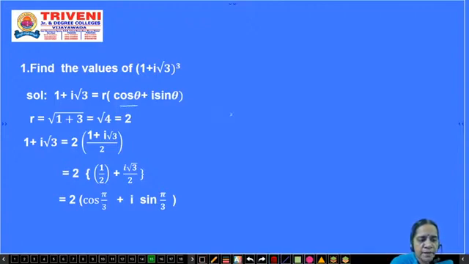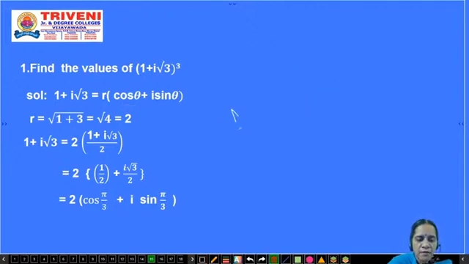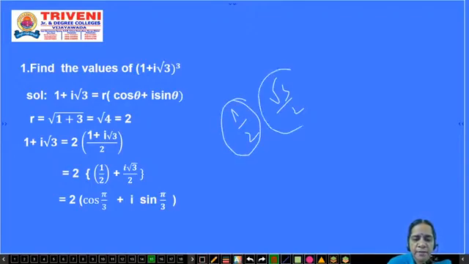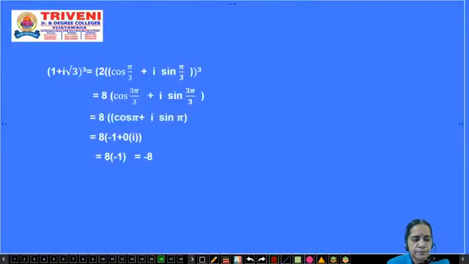Then we have to multiply and divide by 2. This can be written as 2 into 1 by 2 plus i root 3 by 2. 1 by 2 and root 3 by 2 we have to retain, the same value of theta. These two are positive, therefore they are in the first quadrant. The value of cos theta is 1 by 2 at pi by 3, and sin pi by 3 is root 3 by 2. That's why I am writing here 2 into cos pi by 3 plus i sin pi by 3. That is 1 plus i root 3.